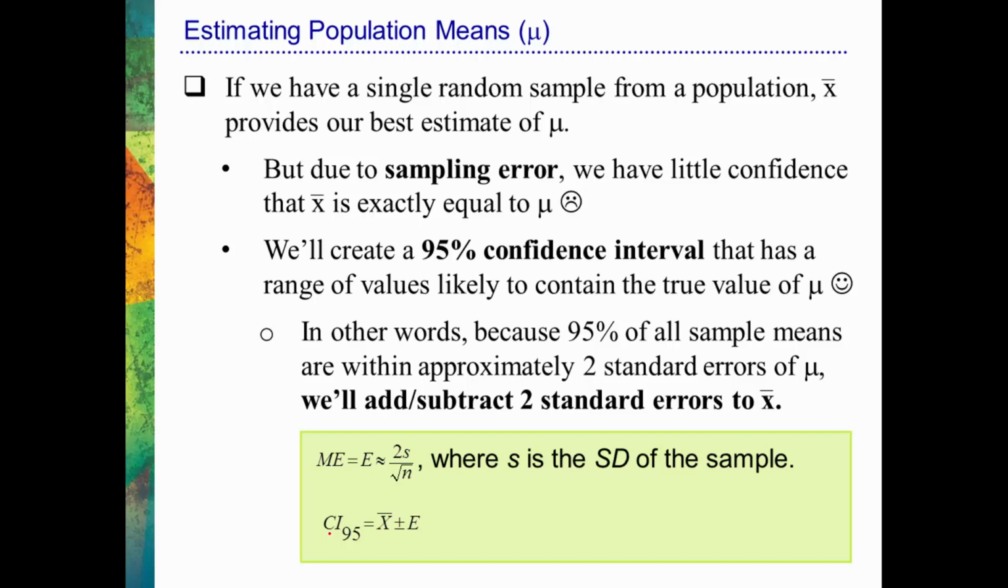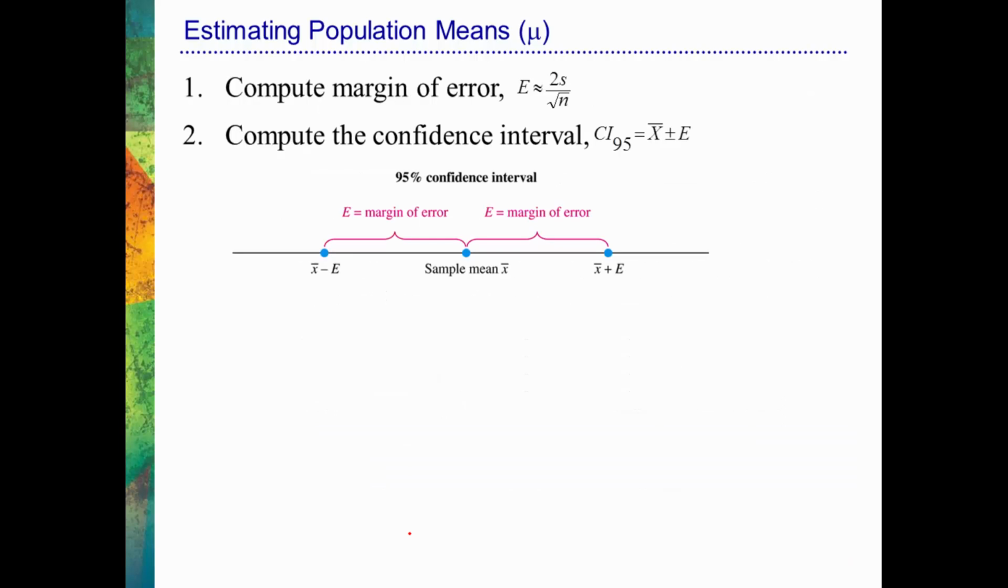So what we will do then to compute our 95% confidence interval is take our sample mean and then add and subtract those two standard errors. So those two standard errors are computed within the margin of error. And remember, E represents the margin of error. So essentially what we're left with is a two-step process. We first compute the margin of error using this basic formula, and then we compute our confidence interval by adding and subtracting that margin of error, plus and minus, adding it and subtracting it from our mean.